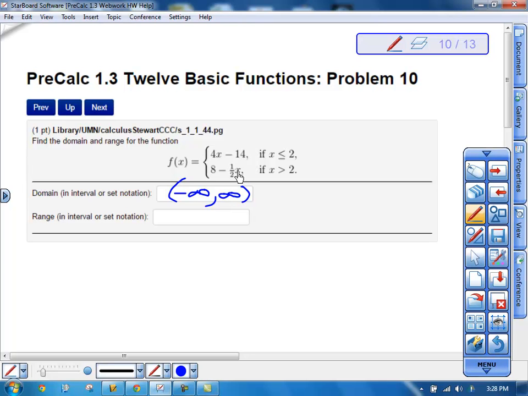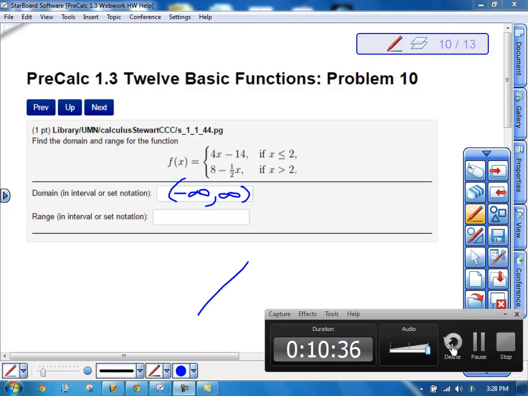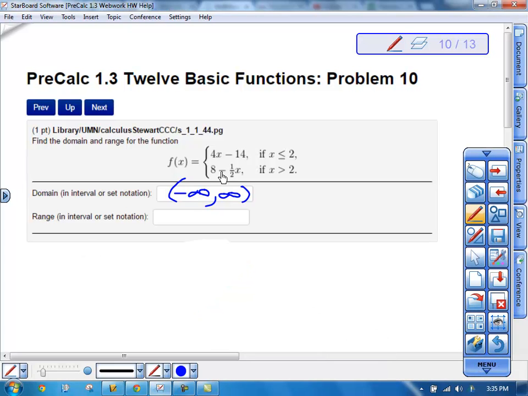This line right here for less than 2 has a positive slope, starts at negative 14. And this other line has a negative slope. So what we can do is look at both of these. When x is less than or equal to 2, this part is a line. Let's look at what it looks like at 2. It would be 2, you get negative 6. 1, 2, 3, 4, 5, 6, which is right here. That's a closed circle because you can define it at 2.